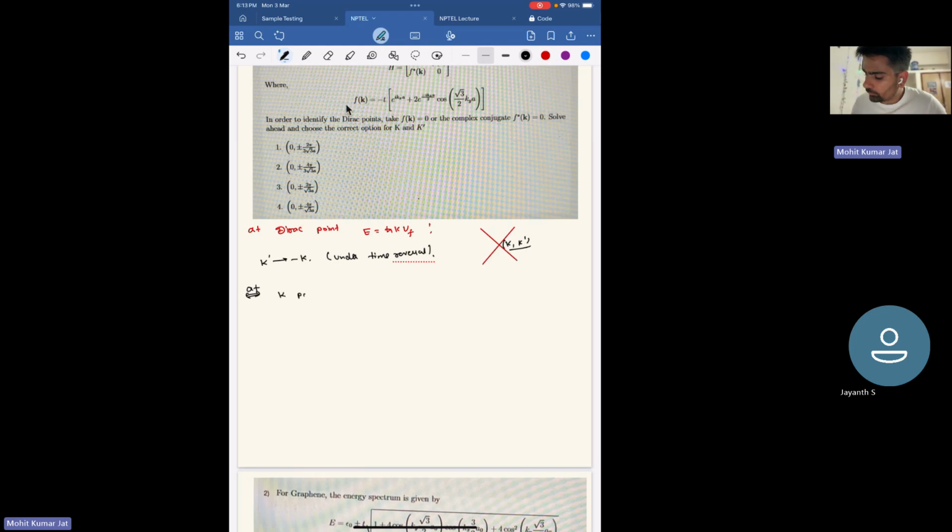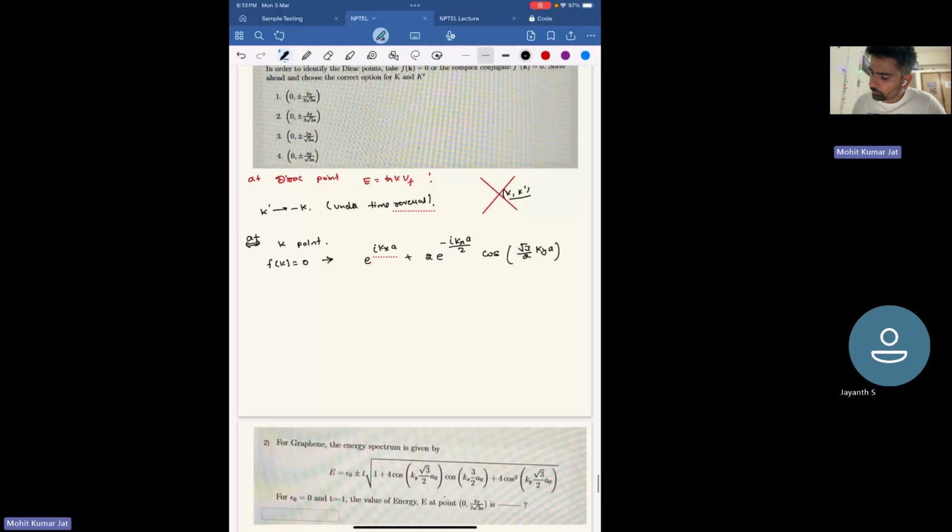So at the K point, F_k is equal to 0. This implies e to the power i kx a plus 2i e to the power minus i kx a by 2 cosine root 3 by 2 ky a equals 0. This gives me e to the power 3 by 2 i kx a is equal to minus 2 cosine root 3 by 2 ky a.